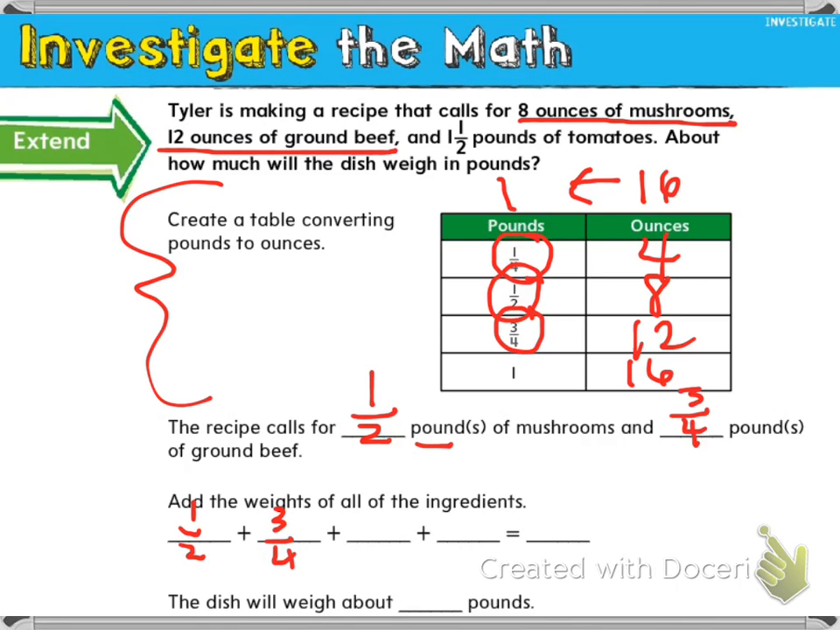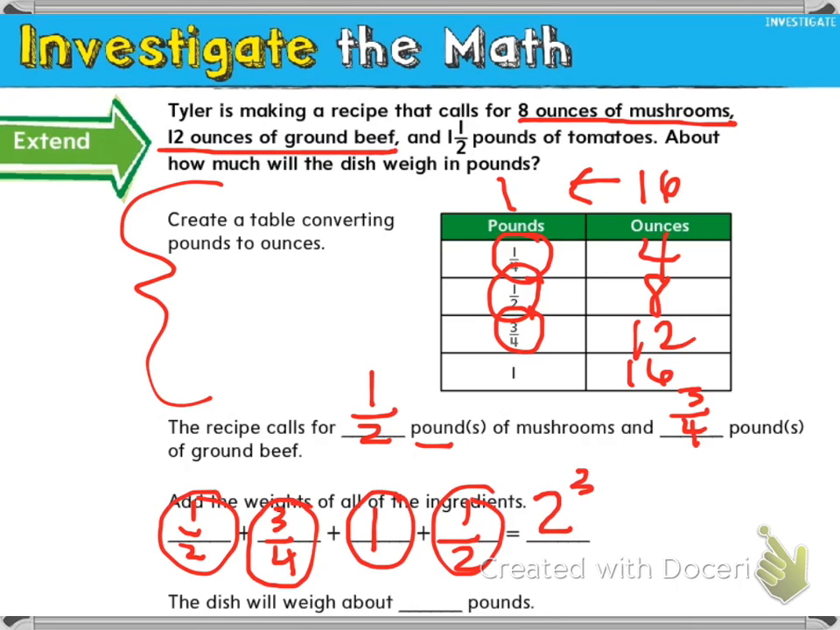So 3/4 plus 1.5. So we're going to go plus 1 plus 1/2. And this is going to tell us how many pounds, because the tomatoes were already in pounds, and 1.5 pounds of tomatoes. So let's add. We've got 1/2 plus 1/2 equals 1 whole, plus another whole, which equals 2. And after that, we've got 3/4 left over. So the dish will weigh about 2 3/4 pounds.